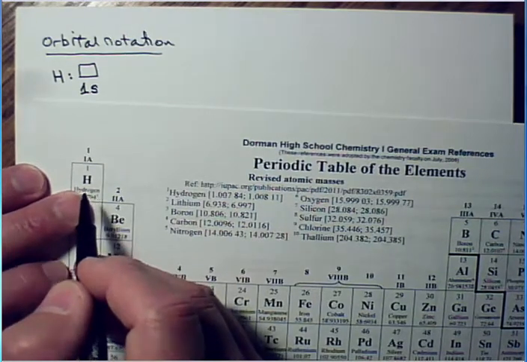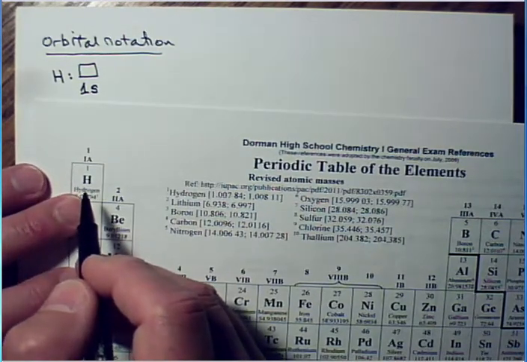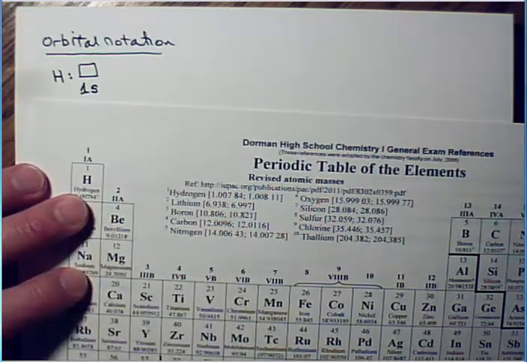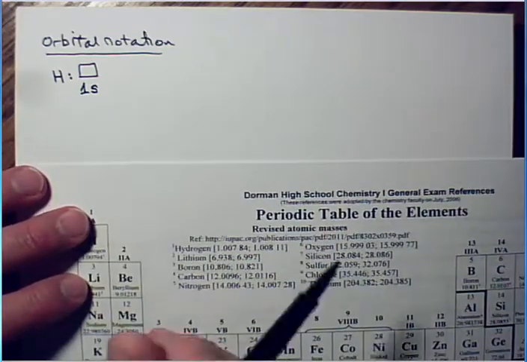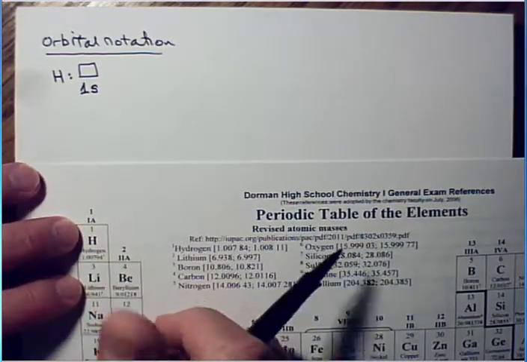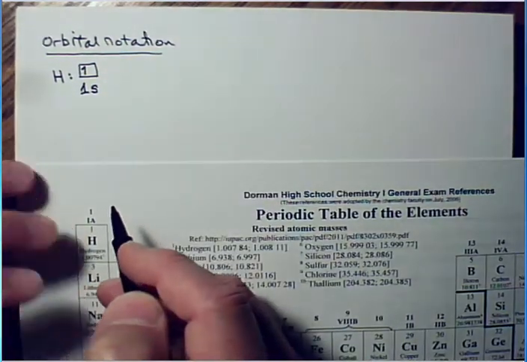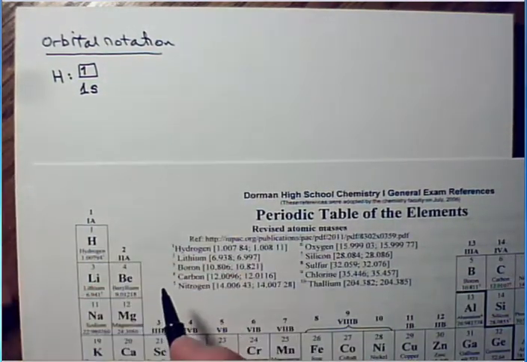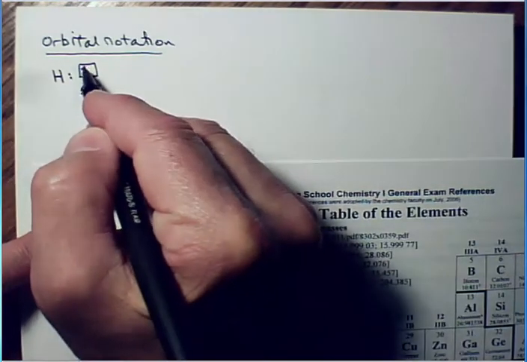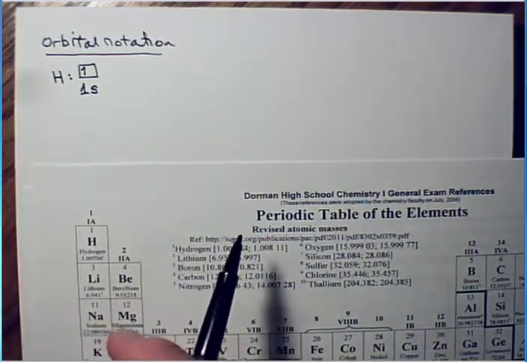And since hydrogen only has one electron, we need a way of representing it. Well, the way we represent it has to do with what's called the spin of the electron. And so we use an up-pointing arrow. I like to have a half arrow just because it's faster, but you can finish the arrow if you want to.